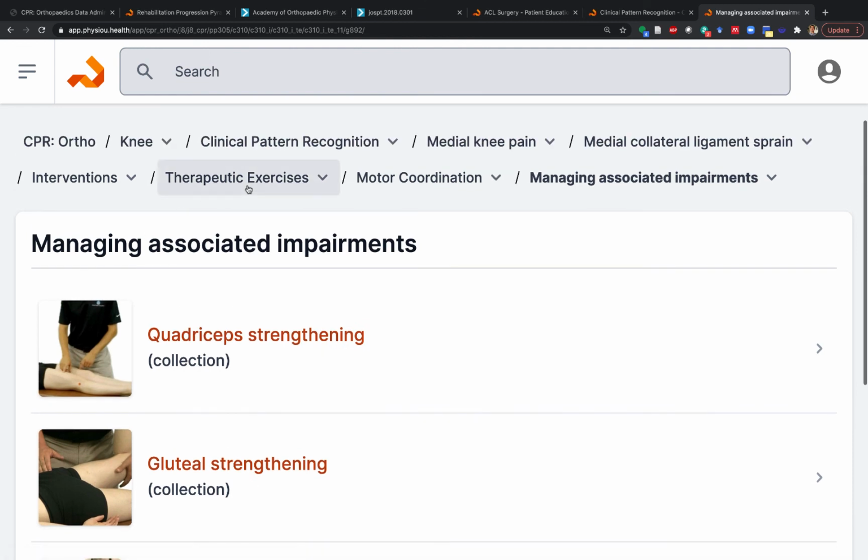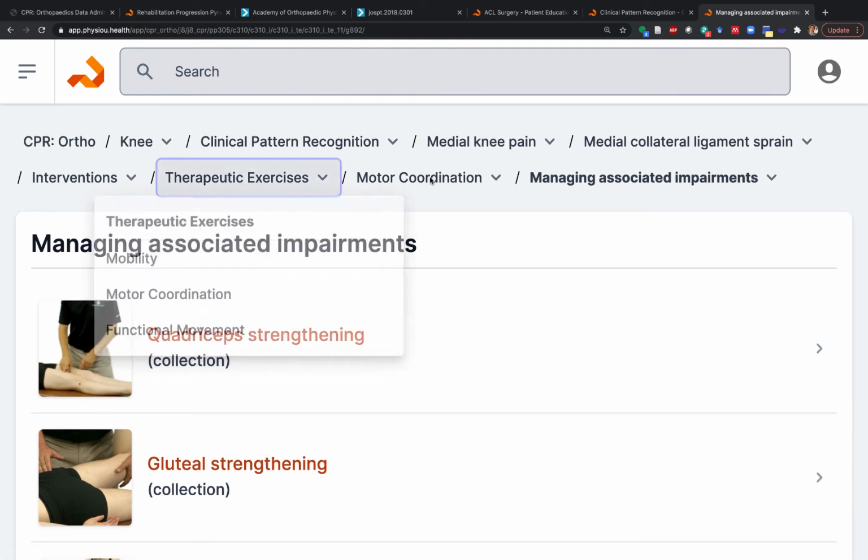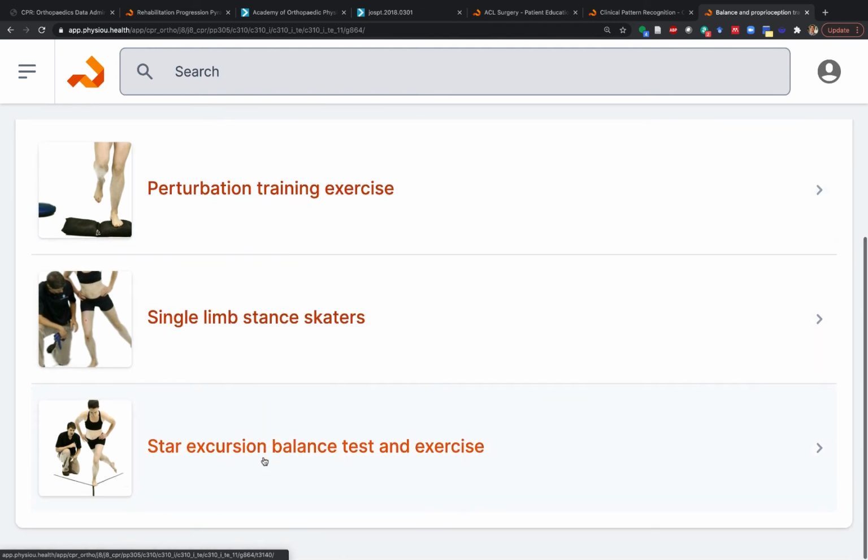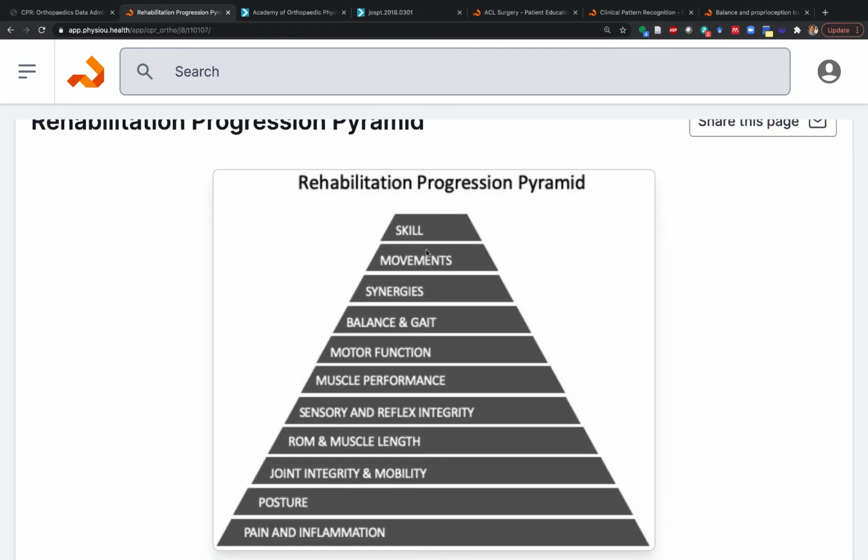Okay, and then moving on into balance and proprioception training, it all begins to look alike because you're moving up the pyramid. You can imagine we would do this same kind of stuff with someone with an ankle sprain, this same kind of stuff with someone with a labral tear. When they get to that point in the pyramid, all of it begins to look the same.